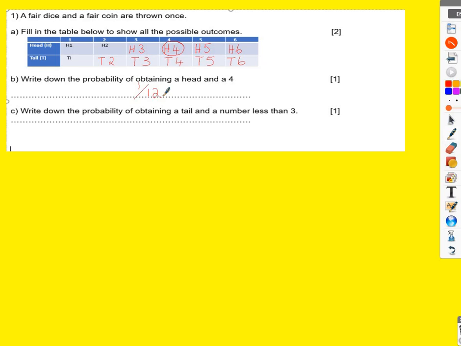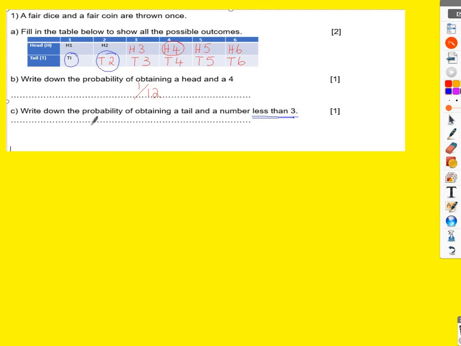And the last question says, write down the probability of obtaining a tail and a number less than 3. So to do this one, we want a tail and a number less than 3. So I could have tail with a number 1, and I could have tail with a number 2. I can't have tail with a 3 because notice the question says less than 3. Less than 3 does not include 3. It's all the numbers left in it.